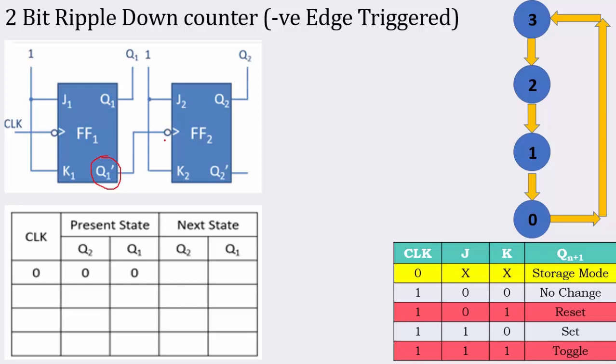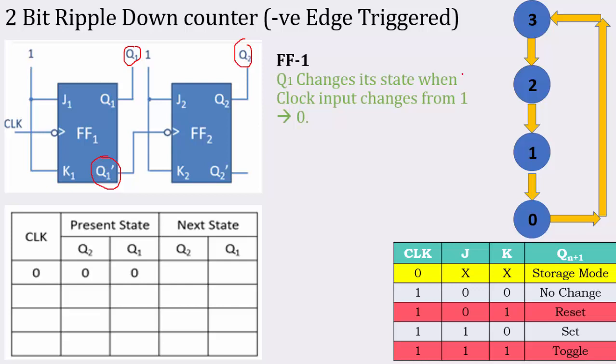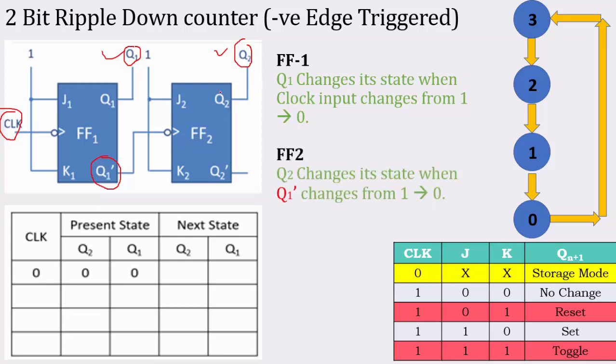Now what can you comment on when Q1 and Q2 change state? Look at flip flop 1. These are negative edge triggered. So flip flop 1 changes its state when the clock input changes from 1 to 0. That means if the clock input changes from 1 to 0, the Q1 state will change. What about Q2? Q2 will change state when Q1 bar changes from 1 to 0.